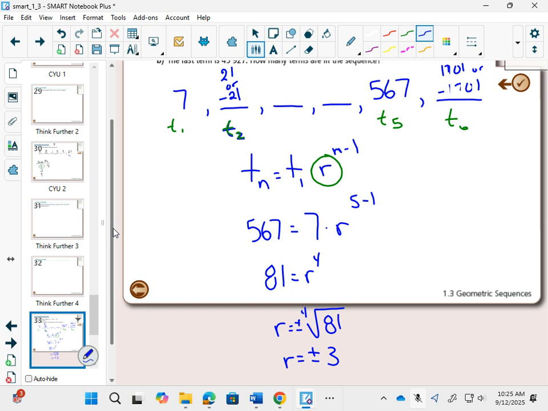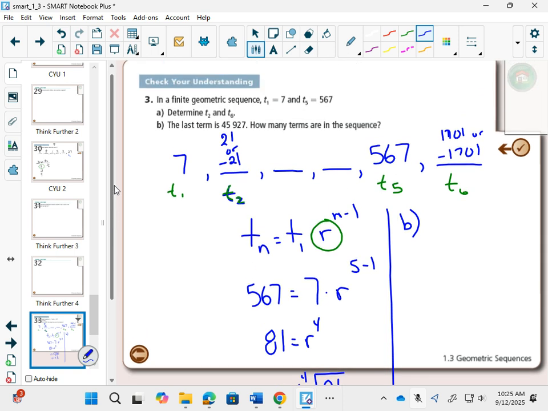Then part B, I'll just do it right here, right beside. It says the last term is 45,927. How many terms are there in the sequence? So when they tell you a last term but don't say how many there are, you don't know n, but you know that there is a Tn that's equal to that.